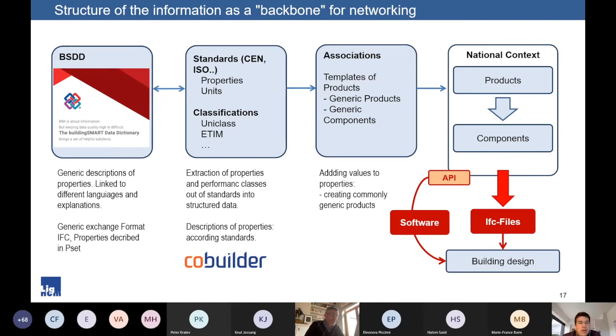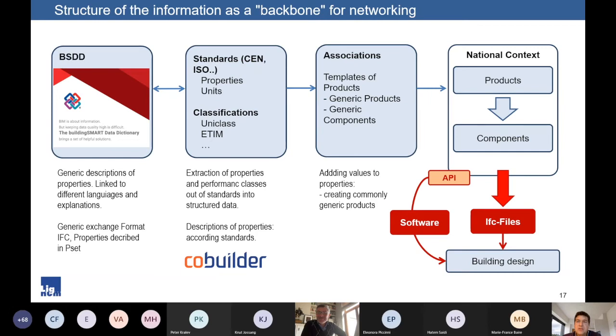Another image to show you how everything is organized. We have the buildingSMART Data Dictionary. This is the knot between all the classifications, standards and property descriptions, generic property descriptions. That is where everything comes together, and you can translate it from one context to the other. Then we have the standards. Then we have the association, an important part which interprets the standards and makes them useful.